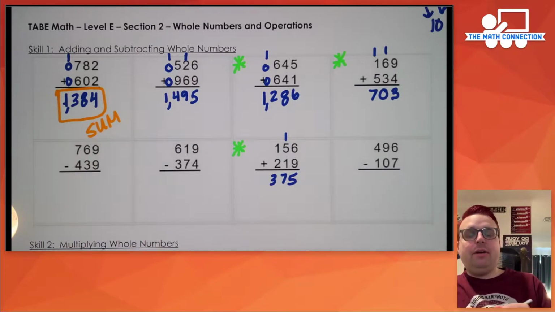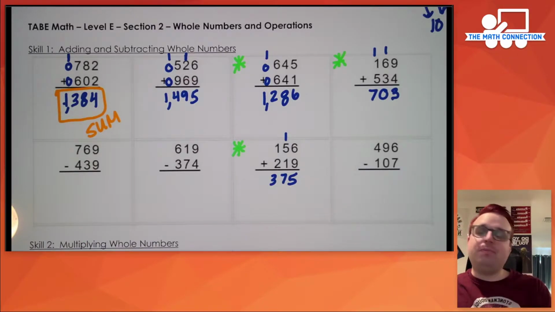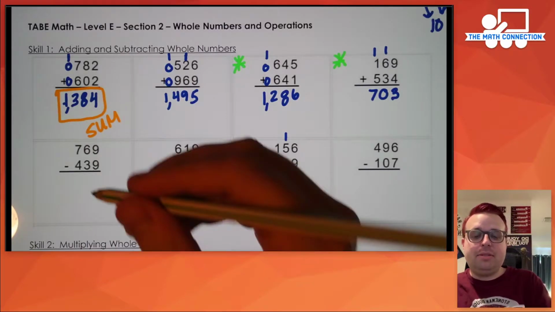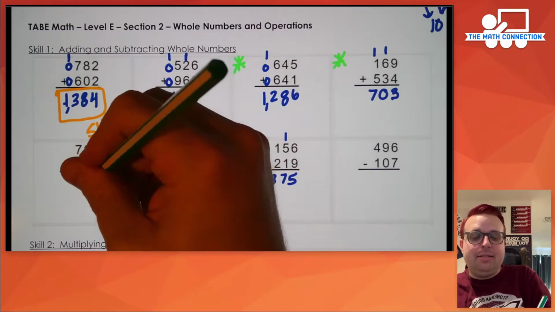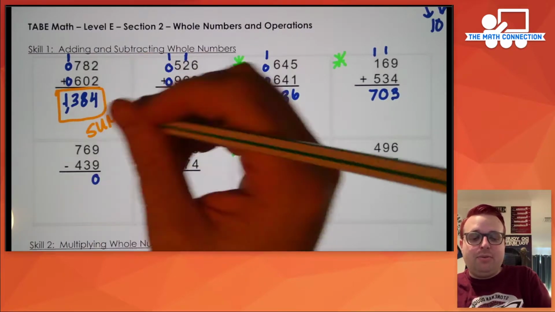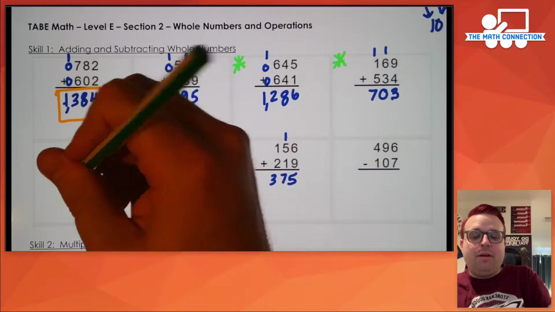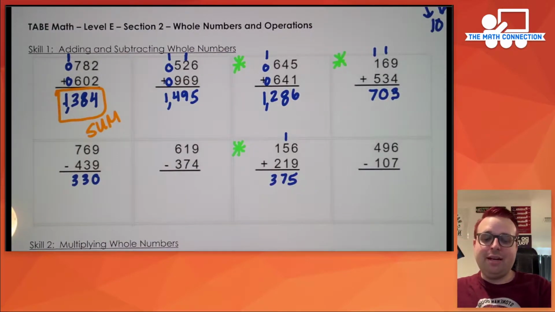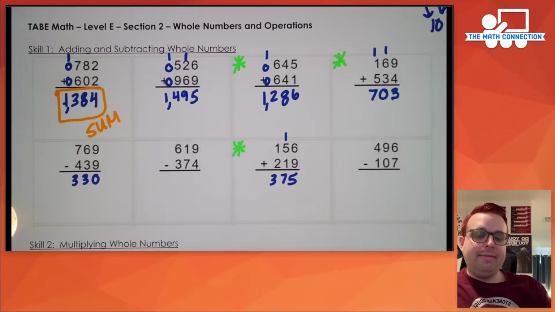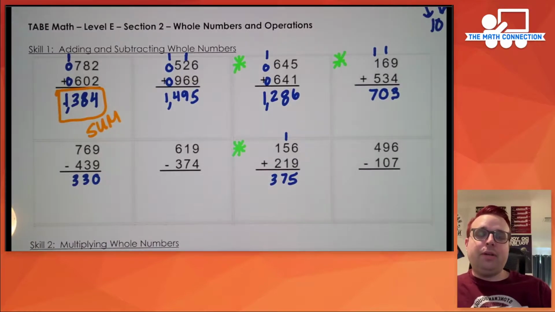What we want to do here is we want to do the same type of solving where we start at the right and we subtract down, and then we move on to the next column. So 9 minus 9 gives me 0. 6 minus 3 gives me 3. And then 7 minus 4 gives me 3. So 769 minus 439, it gives me 330.